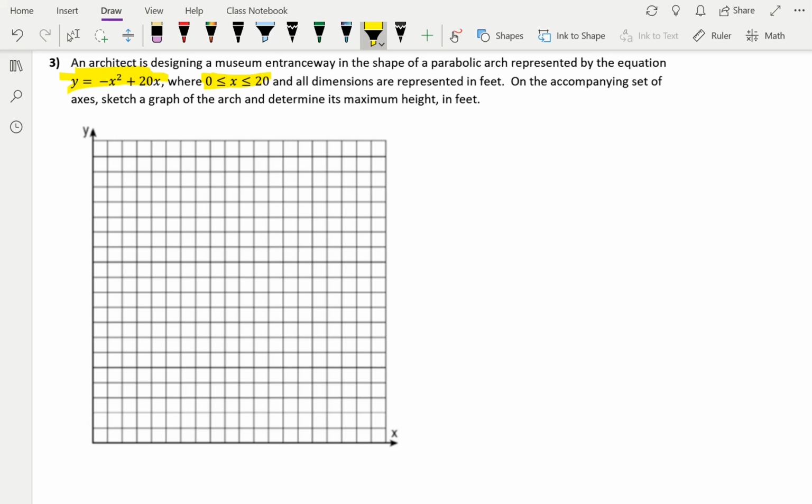The fact that it's a museum entranceway is not necessarily important for the computational work that we're going to do, but it's something to keep in mind because this is a little different than what we've seen so far. We've been talking about projectile motion, meaning a ball or a rocket flying in the air. But this time we're talking about an archway. This is something that an architect would have to deal with. So on the accompanying set of axes, sketch a graph of the arch and determine its maximum height in feet.